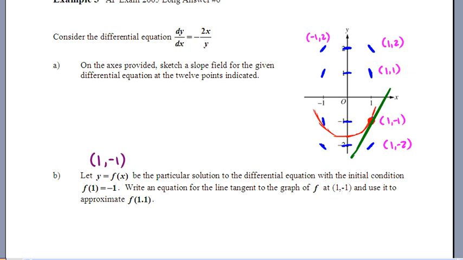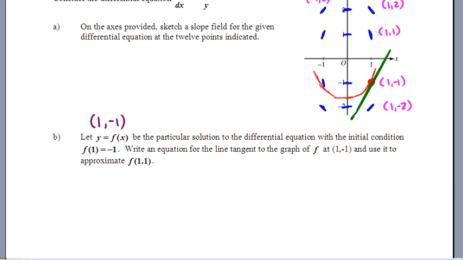If we want to find a tangent line, we need to have a point and a slope. Well, I think we're totally good to go. The point, we've got it. They gave it to us. The point is 1 for x, negative 1 for y. The slope. What's the slope of the solution going to be there?